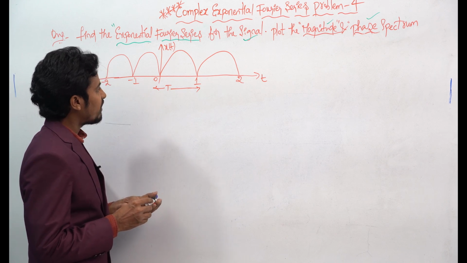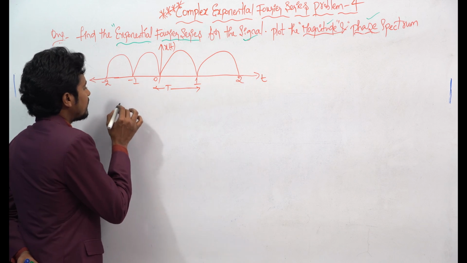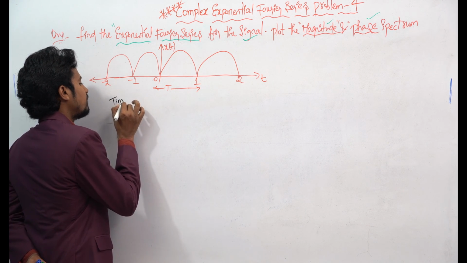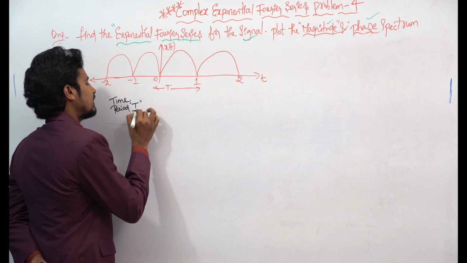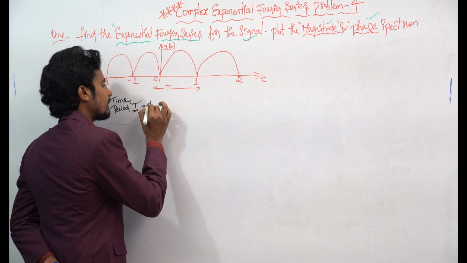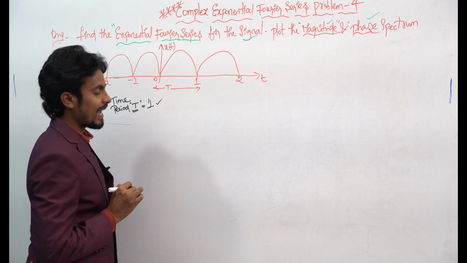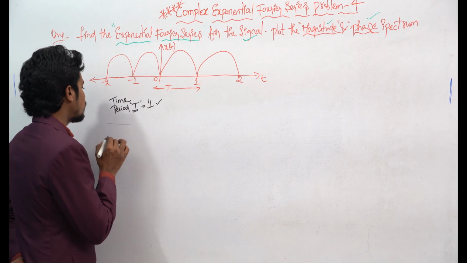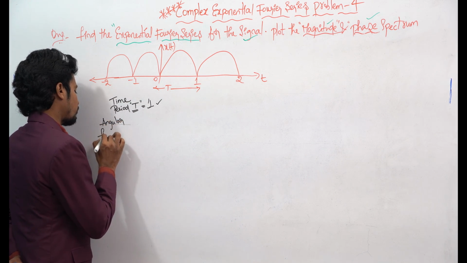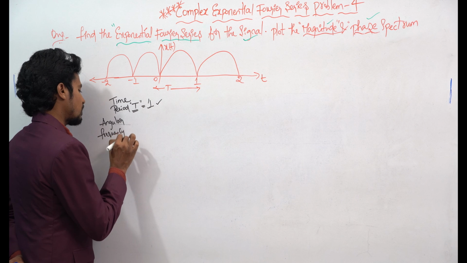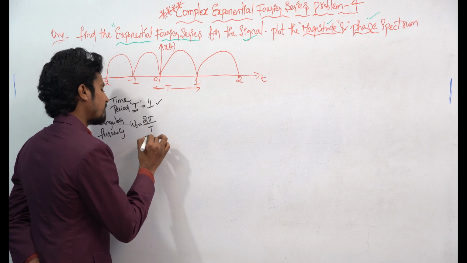First step, what do you have to do? We have to find the time period T. So the time period T is equal to 1. So what will be the angular frequency omega naught? Angular frequency omega naught is equal to 2 pi divided by capital T.